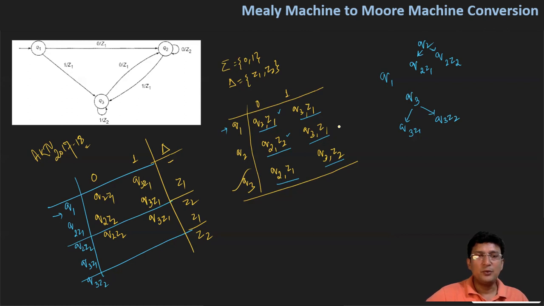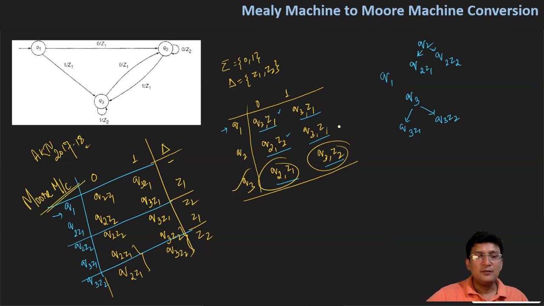For Q3 Z1, I will refer to this row in the Mealy machine transitions. Q3 Z1 on getting a zero goes to Q2 that produces output Z1, so I'll write Q2 Z1. On getting symbol 1, it goes to Q3 that produces the output Z2, so this will be Q3 Z2. Now Q3 Z2 is the same state as Q3 Z1, so it has the same transitions: Q2 Z1 on 0 and Q3 Z2 on 1. So this is the state transition table of the Moore machine.